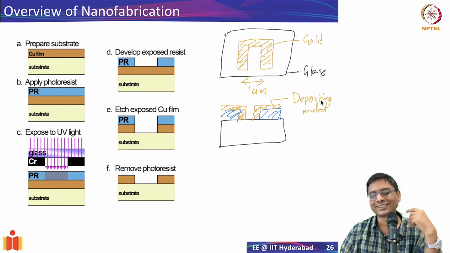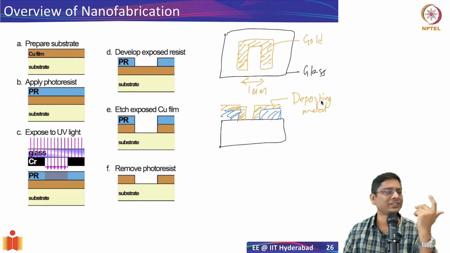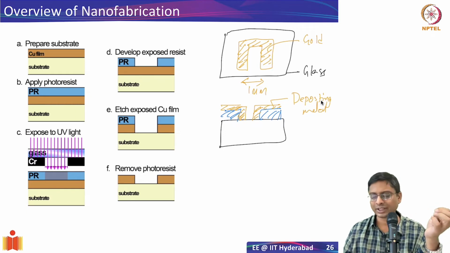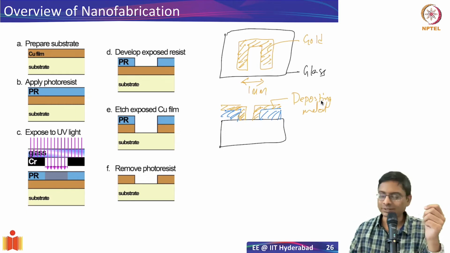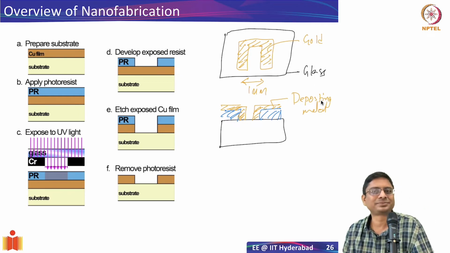So in this case we will use what is known as evaporation. One of the techniques is evaporation. There is sputtering. There are many techniques. Evaporation is one of the standard techniques. Let's say I'll talk about evaporation in a moment. But let's say we have managed to deposit gold. Then how do we make the structure?